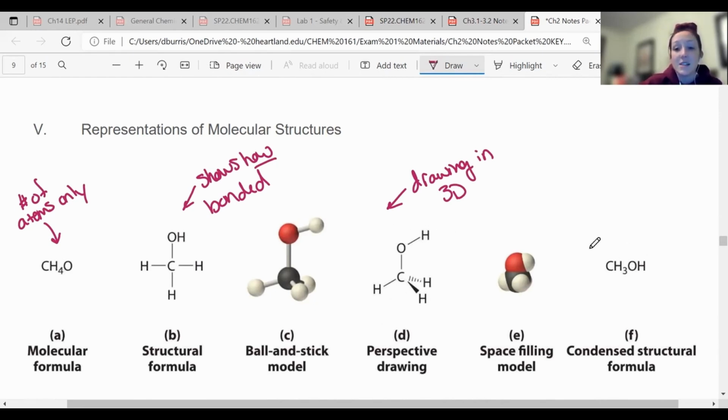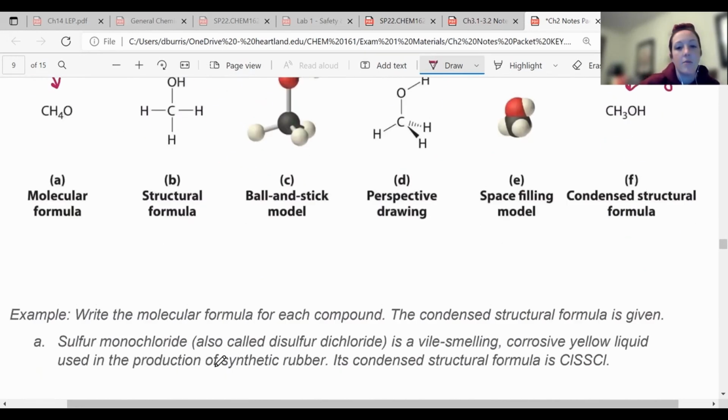And then there's also a condensed structural formula. It tells you how it's put together. We'll talk about carbon and how we know what's bonded to it later. This is a little more descriptive than just CH4O. It actually tells me the carbon has 3 hydrogens on it and then an OH. It describes how it's put together. You're going to see multiple of these as we go. The molecular formula is what we're going to focus on for the rest of this.